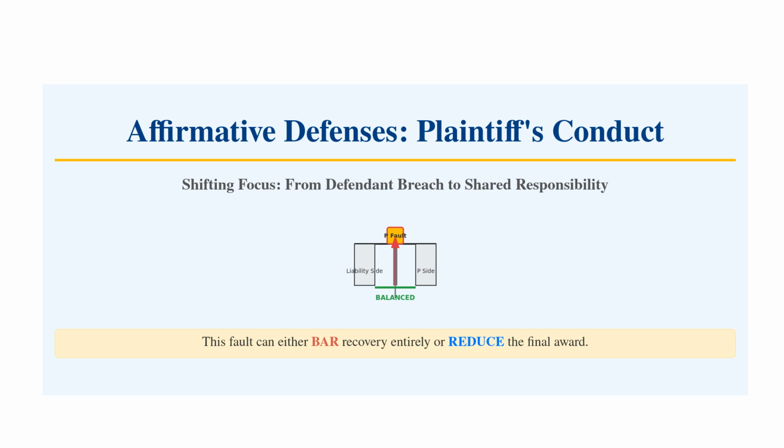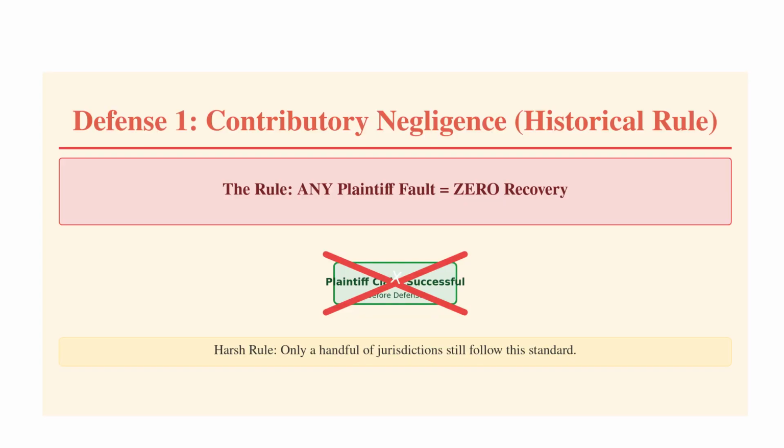We are about to explore the two major historical and modern approaches to handling this shared responsibility: contributory negligence and comparative negligence. We begin our exploration with the original common law approach to shared fault, contributory negligence. This doctrine represents the strictest possible standard for plaintiffs seeking recovery.